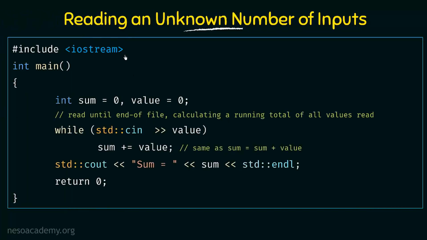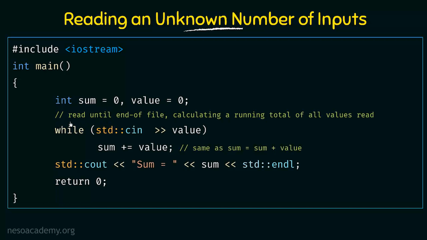Here is a program that is going to help us do what we just explained, that is, reading an unknown number of inputs. Here we have our header specified and we have our main function, and inside the main function we have 2 variables of type integer, which are sum and value. The initial value of sum is set to 0 and the value of the variable value is set to 0 as well. That means they are both initialized to 0.